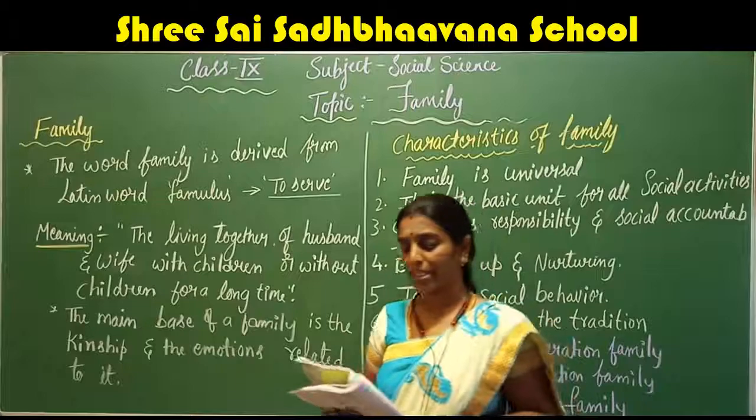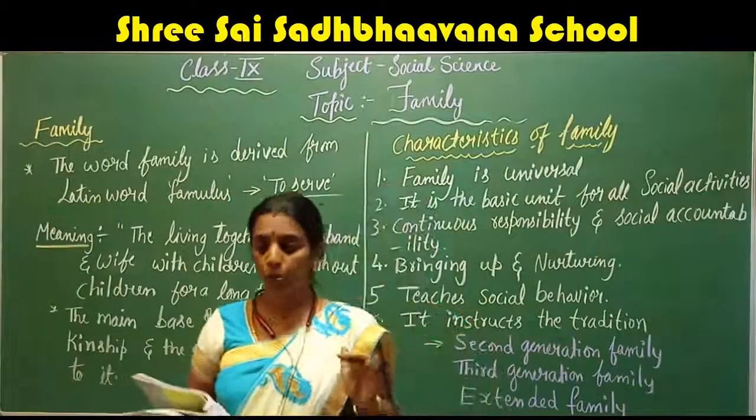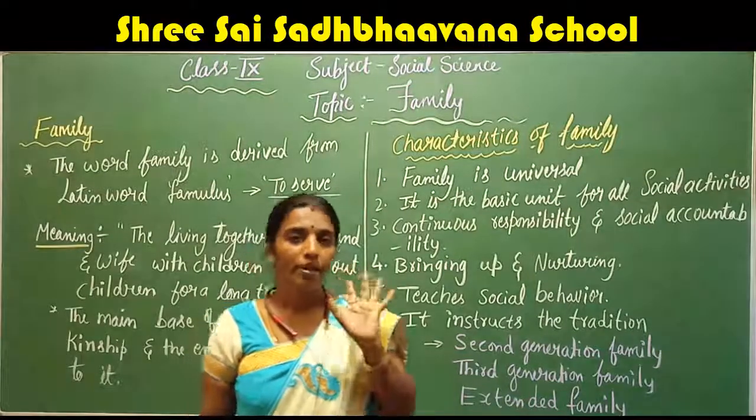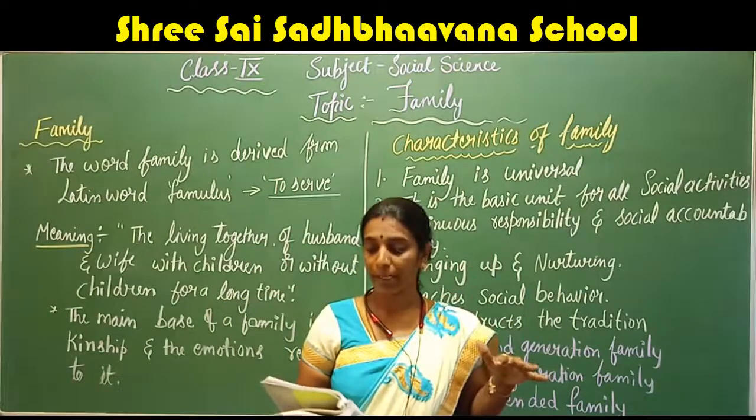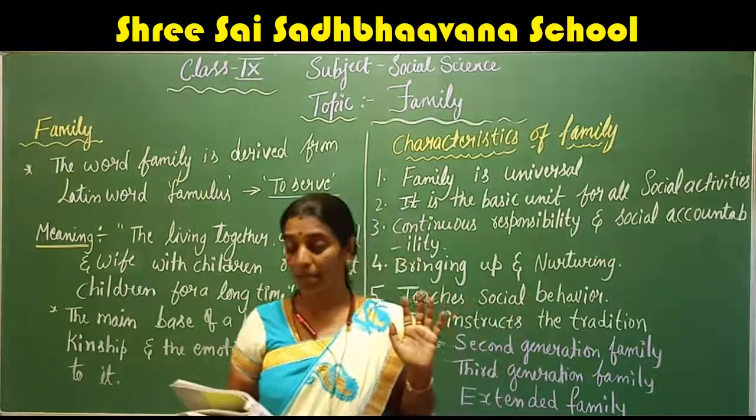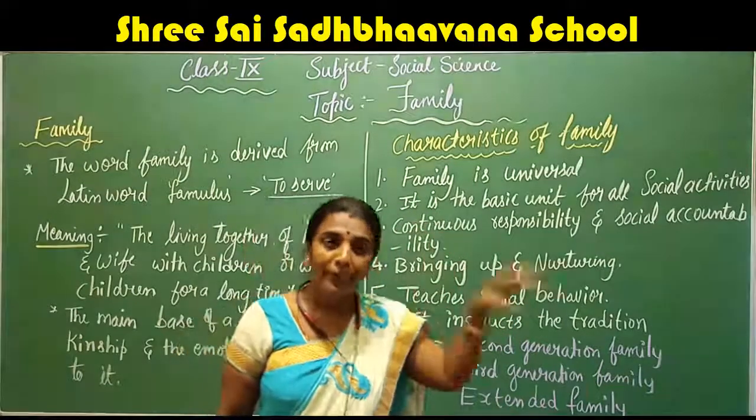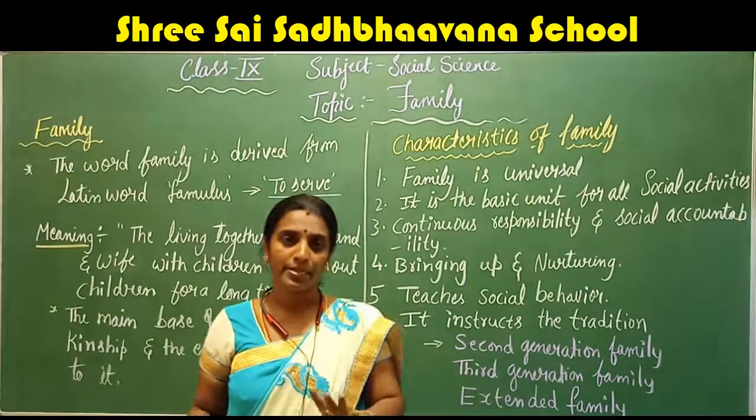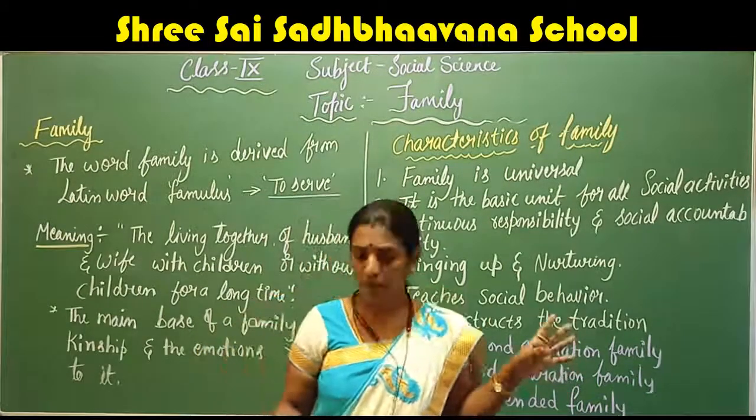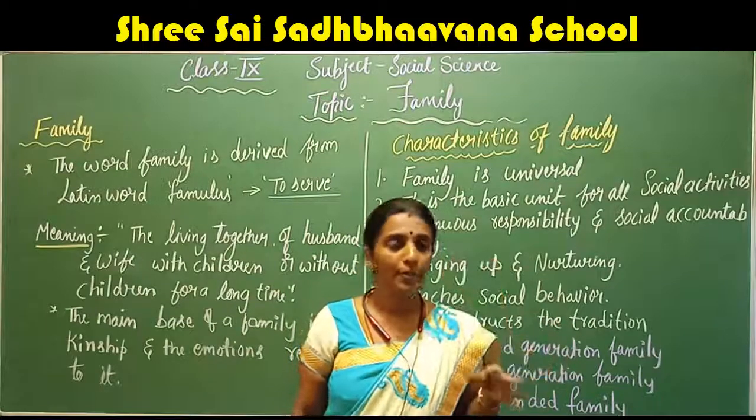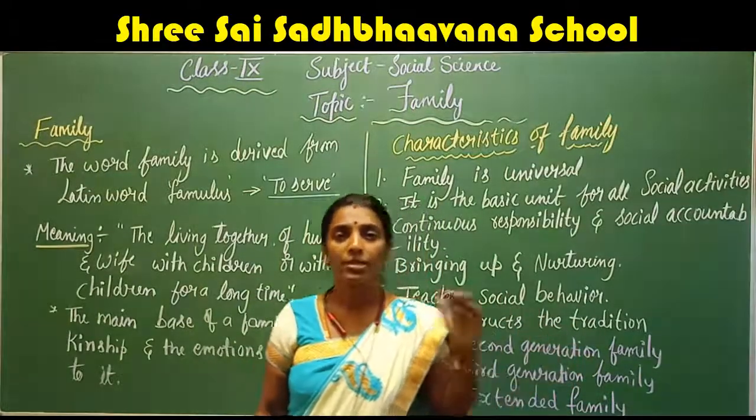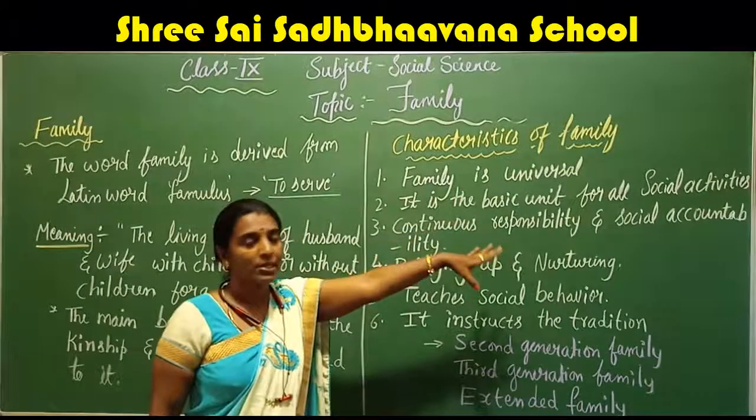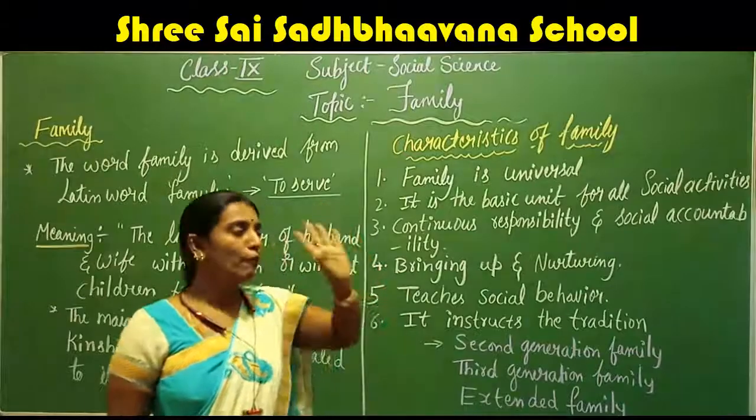Generally the members who belong to a particular family reside in the same place or share the same roof. Maybe they reside in the same place, or they share the same roof. So family is universal. Everywhere we can find the family.